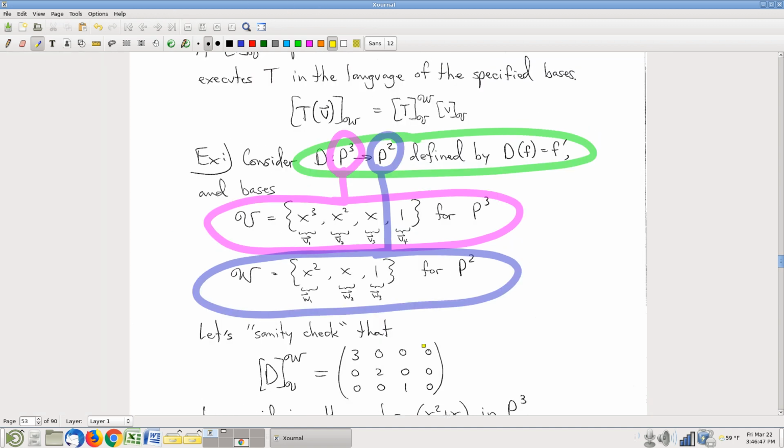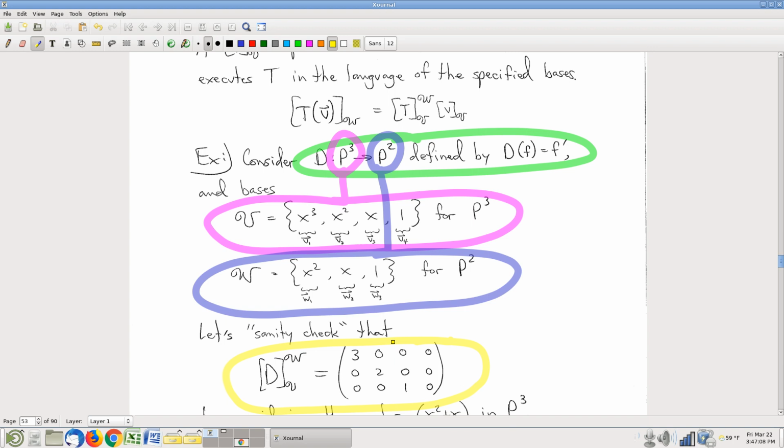I claim that this matrix does it. That matrix, believe it or not, is a surprisingly simple matrix. This represents the act of differentiation on that vector space in the language of this input basis and in the language of this output basis.